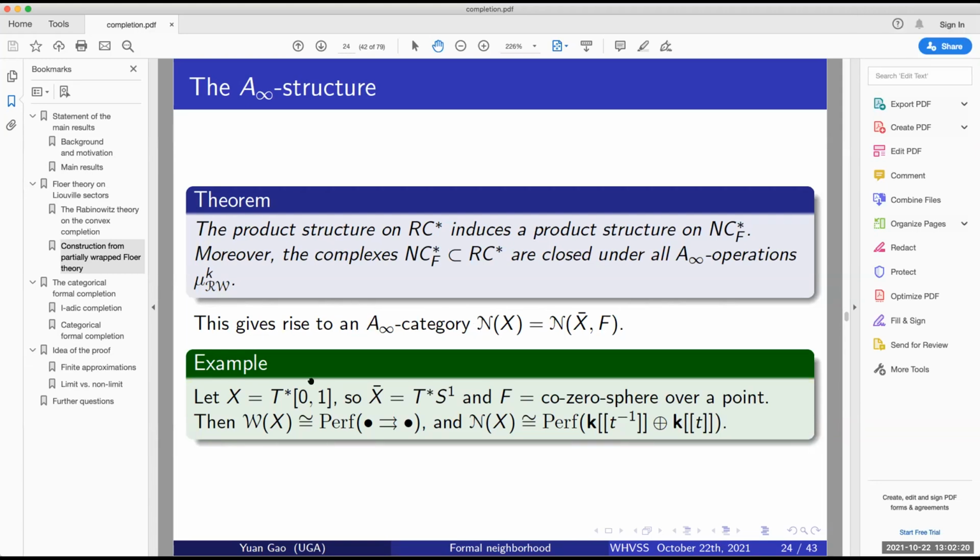What is the X bar? X bar is the convex completion of the sector X. It's a Liouville manifold.